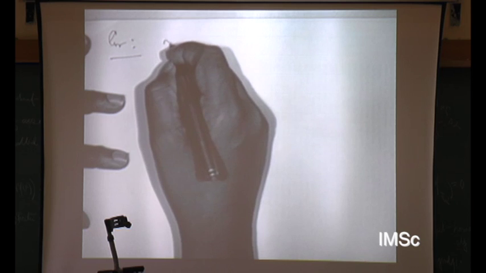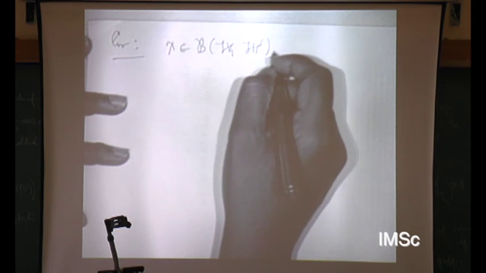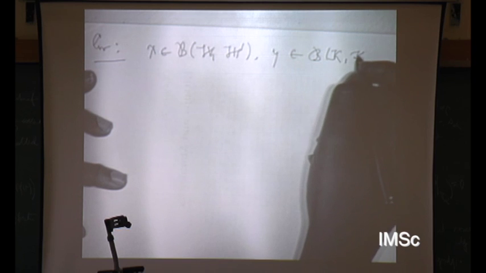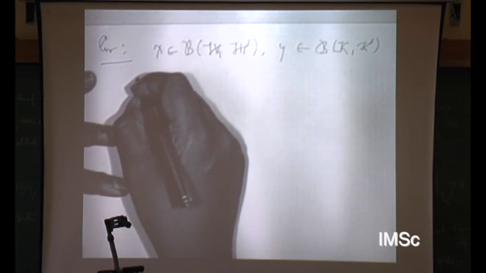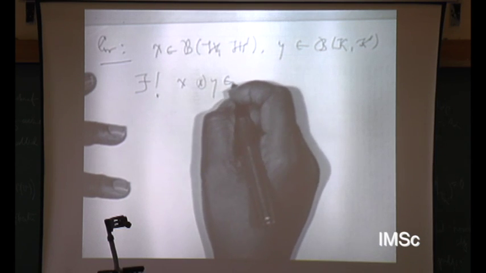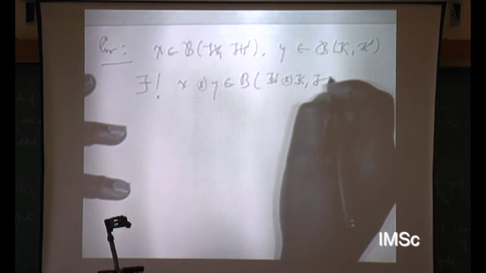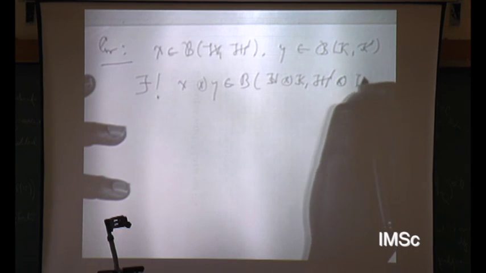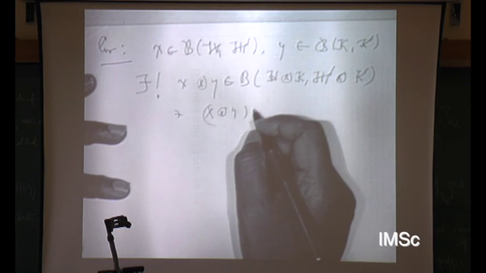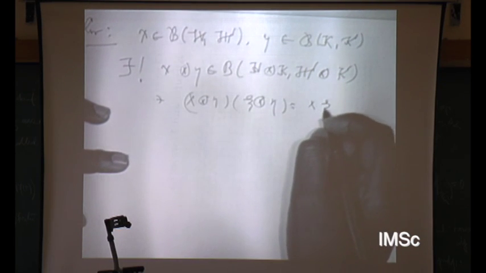I want to say that if X belongs to B of H, H prime, and Y belongs to B of K, K prime, there exists a unique operator, which will be denoted by X tensor Y, in B of H tensor K to H prime tensor K prime, such that X tensor Y of xi tensor eta equals X xi tensor Y eta.